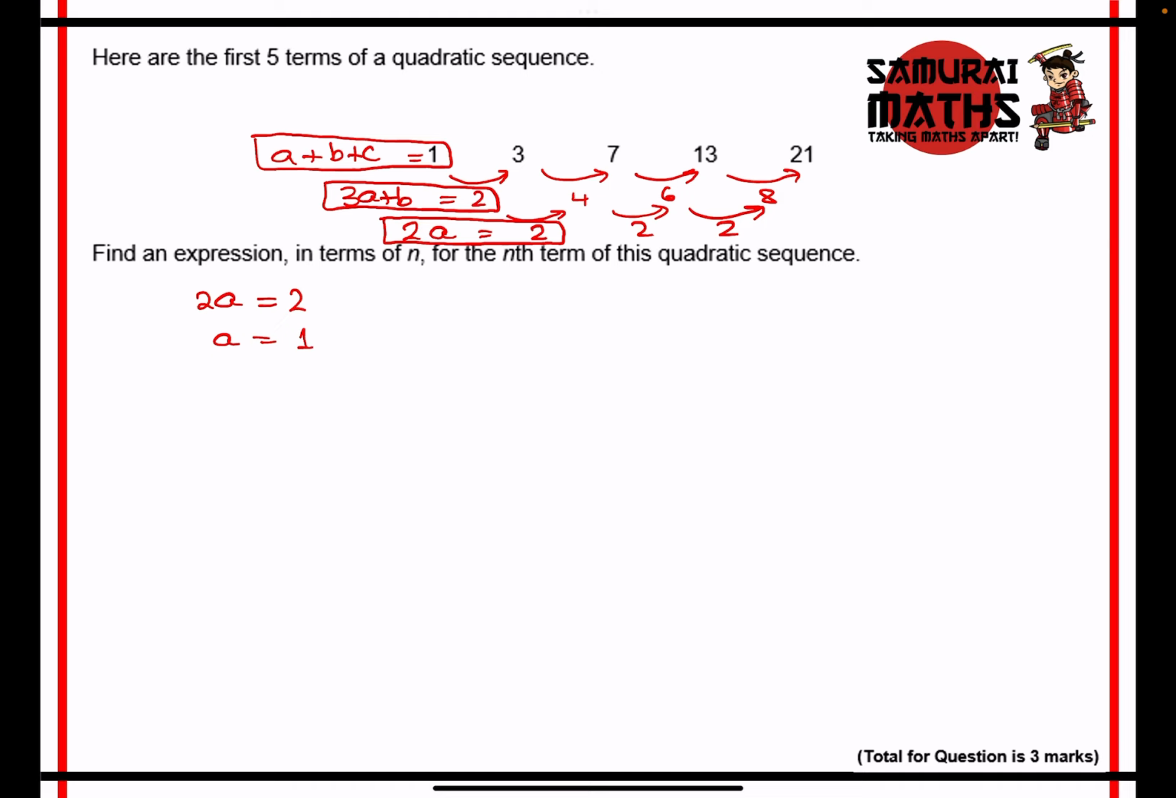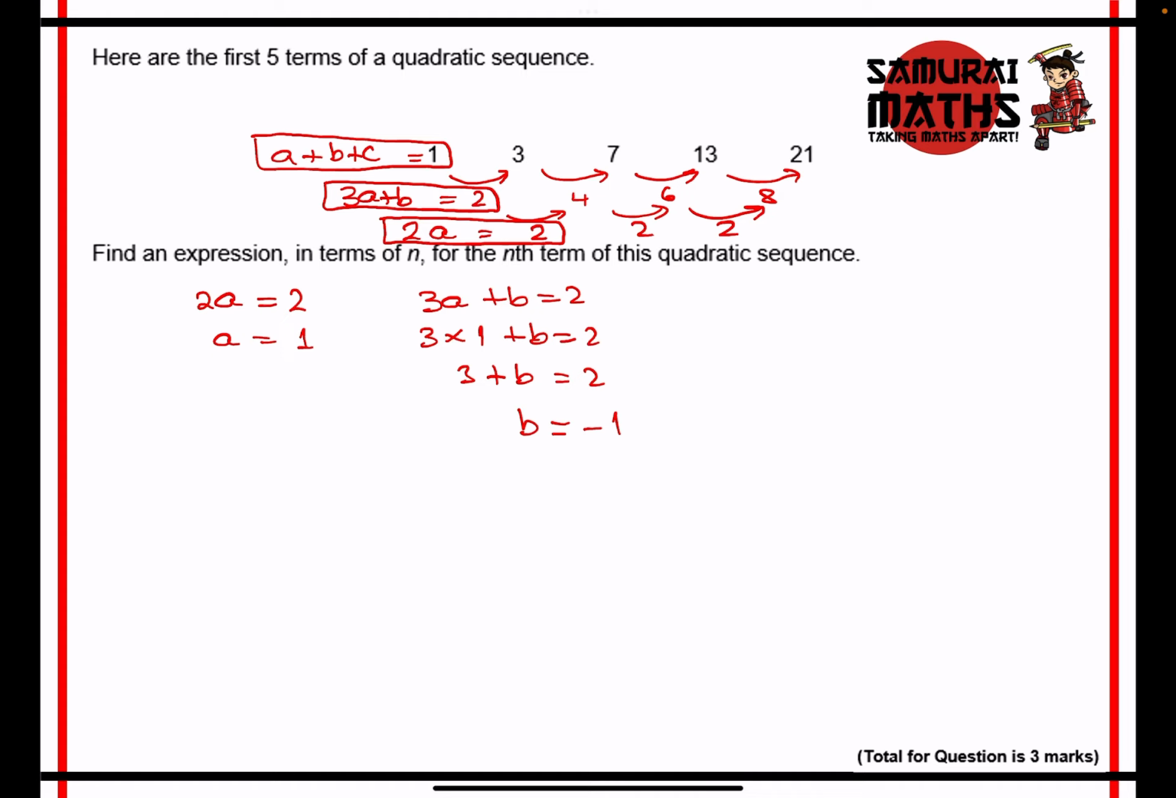Now that I know a is 1, I can substitute it in my second equation. So 3a plus b equals 2. I'm going to do my substitution. So 3 times 1 plus b equals 2. 3 plus b equals 2. If I take away 3 from both sides, I'm going to end up with b equals minus 1. And finally, I now know a is 1, b is minus 1.